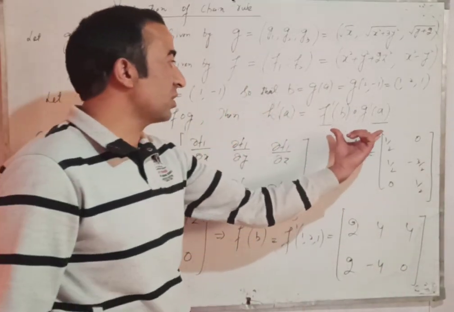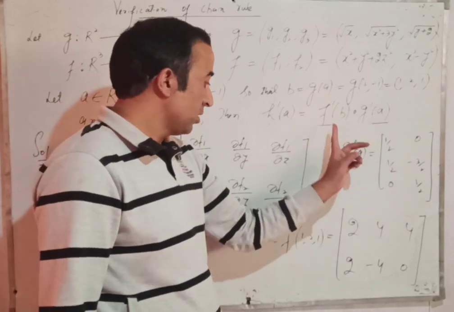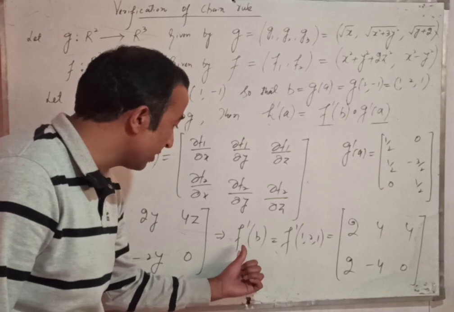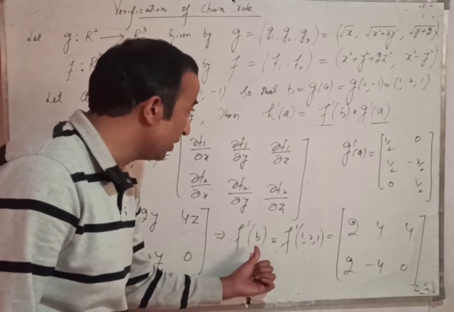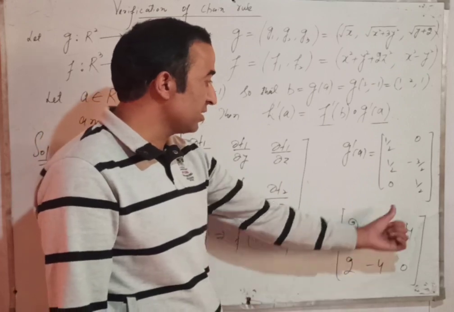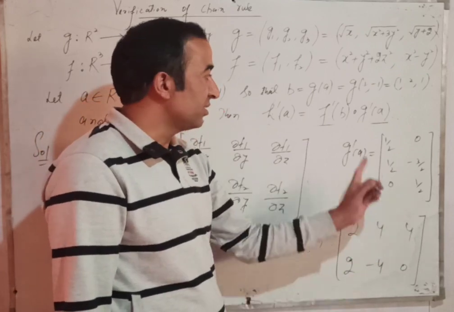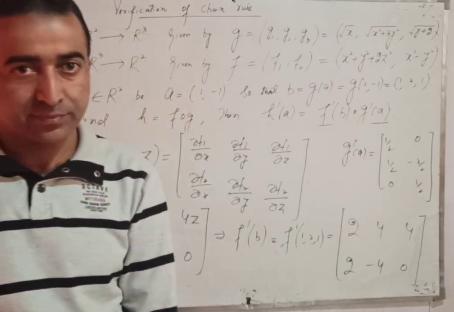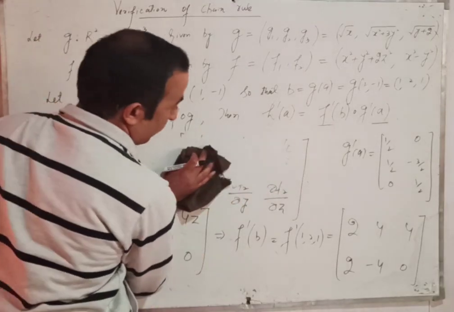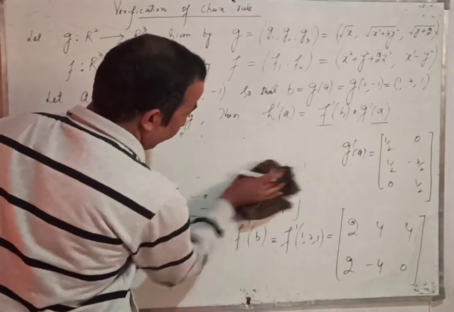We will calculate first of all the right hand side. Now I will find the value of the product here, f dash b times g dash a. Now it's confirmed here because these are matrices now. This composition will actually be the product of matrices. So what is the value of f dash b?